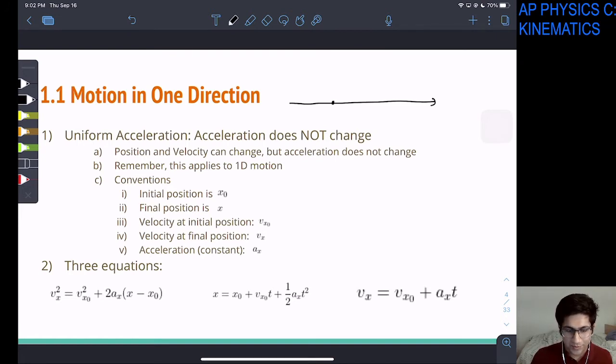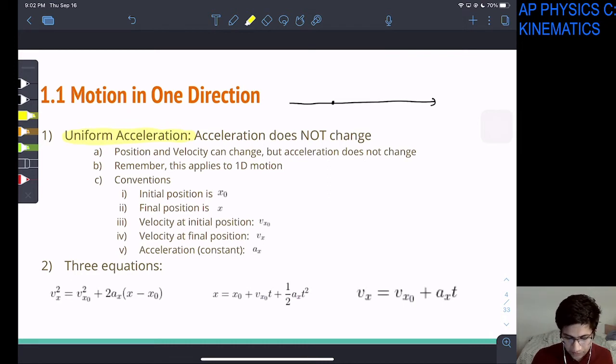The concept of uniform acceleration is something that we look at a lot in Physics C. Acceleration doesn't change. So our position and our velocity can change, but the acceleration doesn't, and we're only talking about the context of 1D motion. The key is that when you see multiple choice questions and you see the words uniform acceleration, the first thing that should pop into your mind is that position might change, velocity might change, but acceleration is going to be a constant, c. And this is the convention that we're going to use.